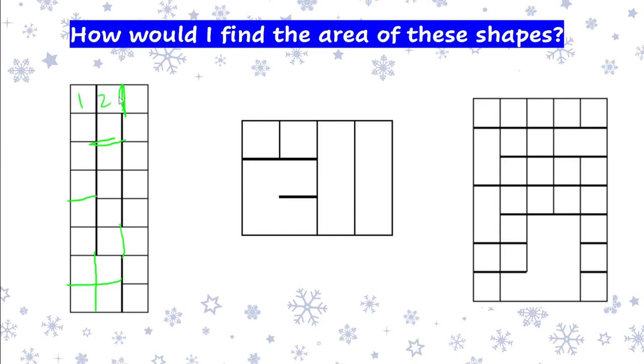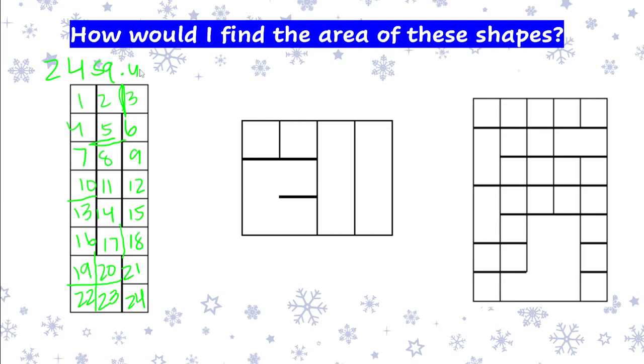Okay, so I have 1, 2, 3, 4, 5, 6, 7, 8, 9, 10, 11, 12, 13, 14, 15, 16, 17, 18, 19, 20, 21, 22, 23, 24. So this one is 24 square units.